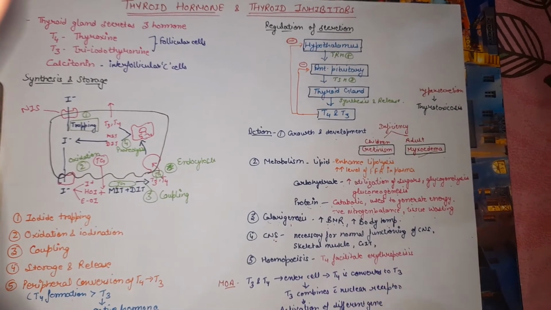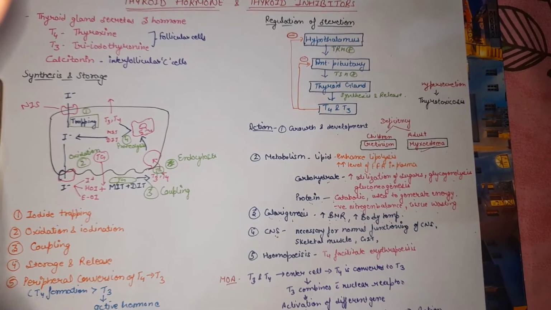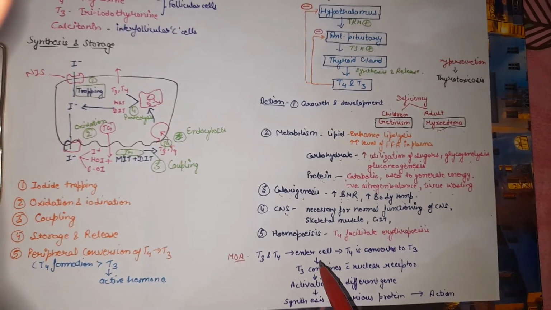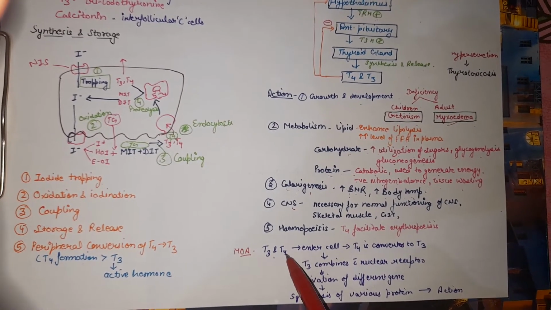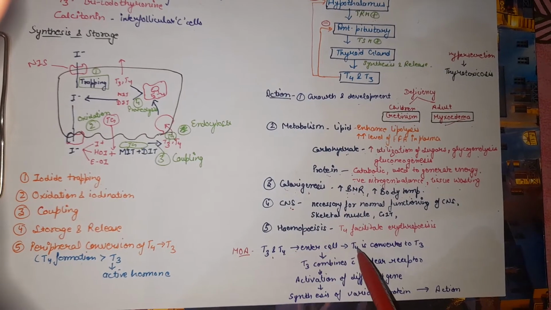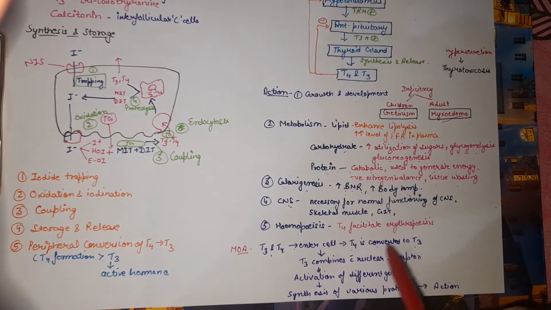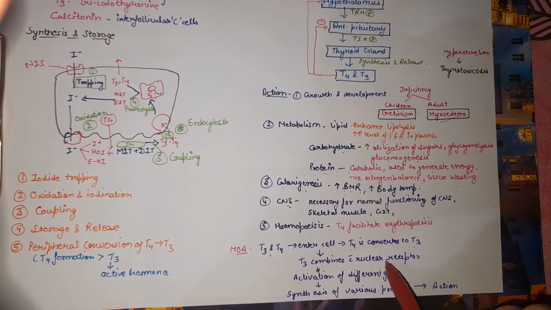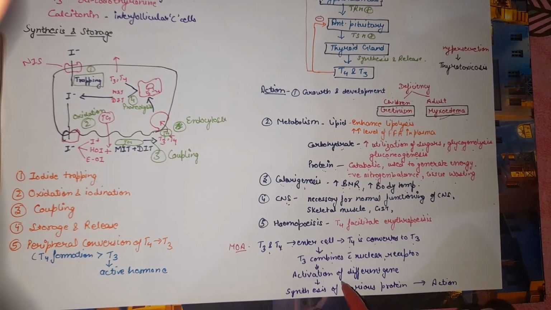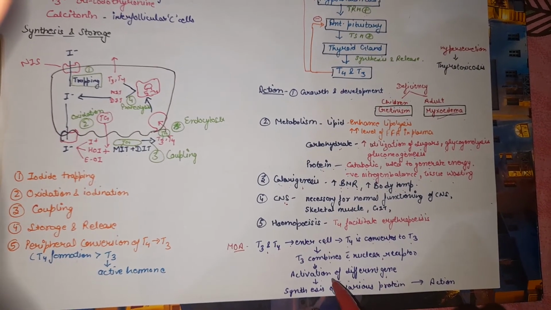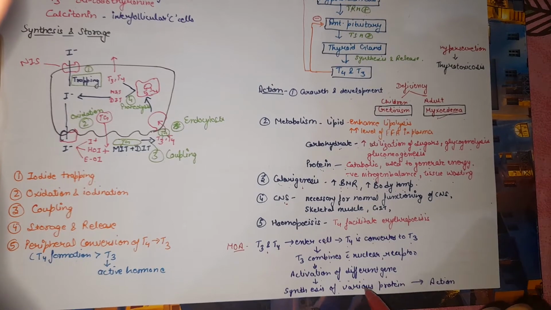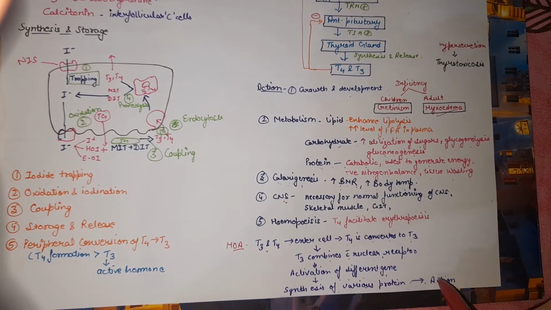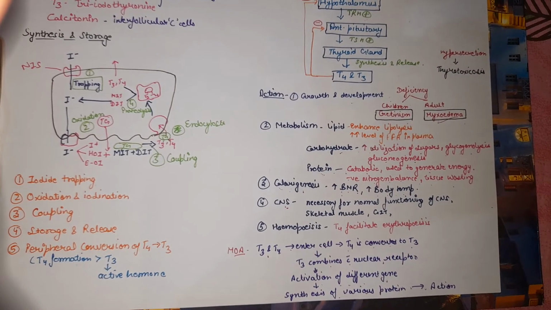Now, how does thyroid hormone function, meaning what is its mechanism of action? T3 and T4 will enter into the cell, and T4 is converted to T3. Then T3 combines with the nuclear receptor, and they cause the activation of different genes. This activation will cause the synthesis of various proteins, and they exert their action by this mechanism.